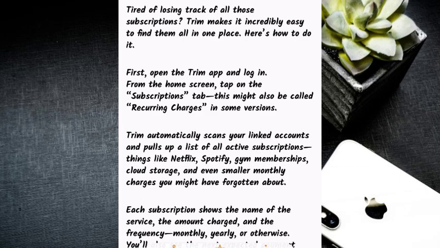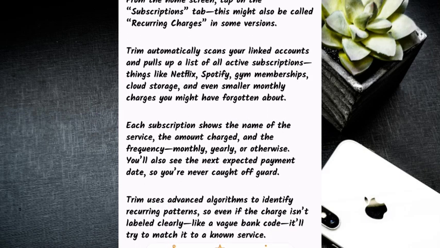Trim automatically scans your linked accounts and pulls up a list of all active subscriptions, things like Netflix, Spotify, gym membership, cloud storage, or even smaller monthly charges that you might have forgotten about. Each subscription shows the name of the service, the amount charged, and the frequency, if it's monthly, yearly, or otherwise. You're also going to see the next expected payment date so that you're never caught off guard.